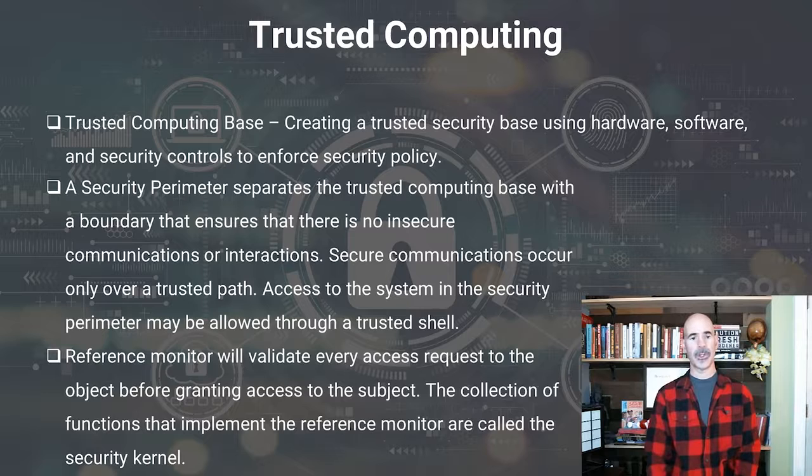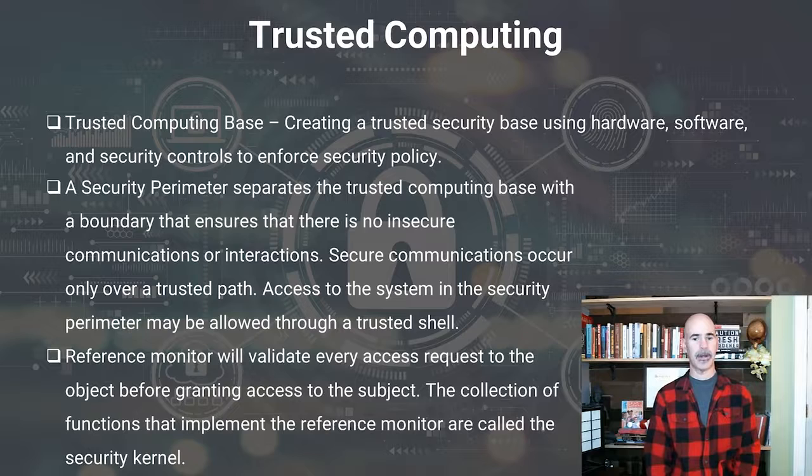First, we're going to talk about trusted computing. The trusted computing base is really creating a trusted security base using hardware, software, and security controls to enforce security policy. The security perimeter separates that trusted computing base with a boundary that ensures that there is no insecure communication or interactions, and secure communications can only occur over a trusted path. In order to get access into that security perimeter, you may be able to use something like a trusted shell.